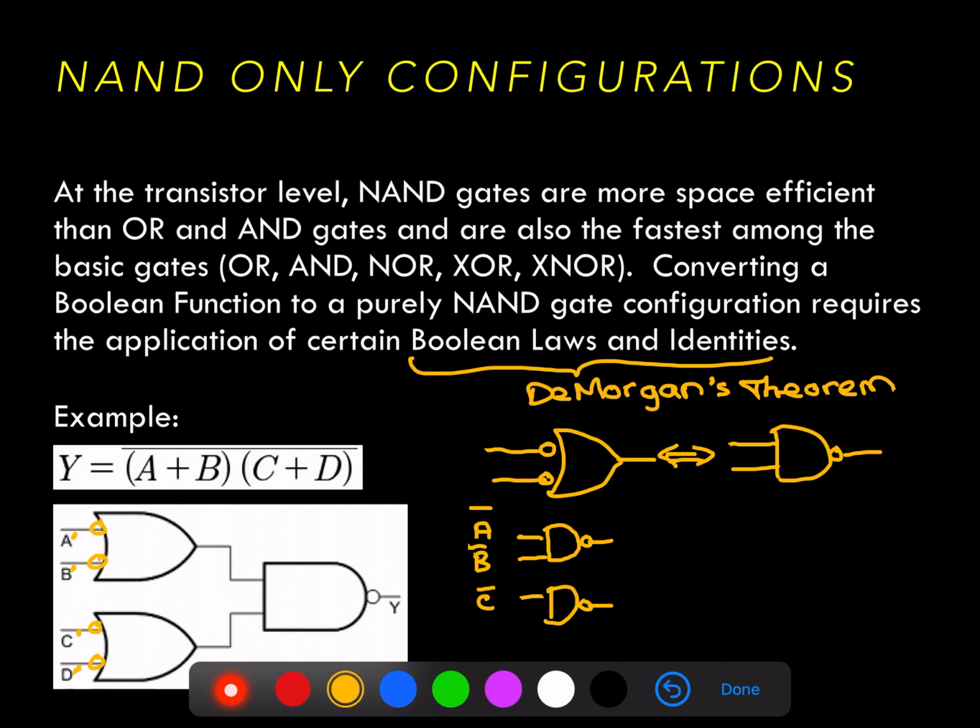And C0 and D0 are NANDed in the second NAND gate. The third gate in this system is already a NAND gate, so we don't have to adjust it. And what we have here is a 3 NAND gate function or circuit that's essentially equivalent to that OR-AND-INVERT configuration originally shown for this function y.